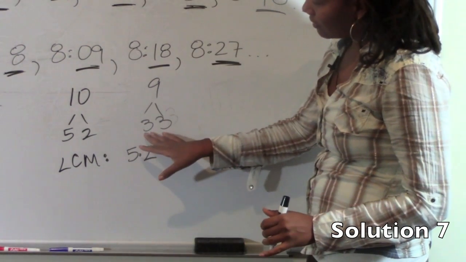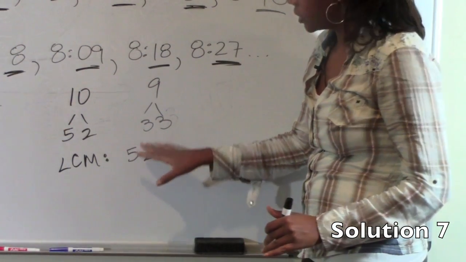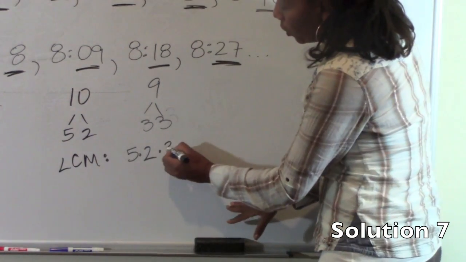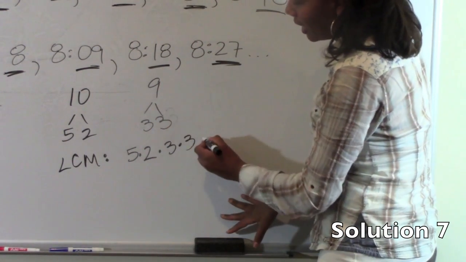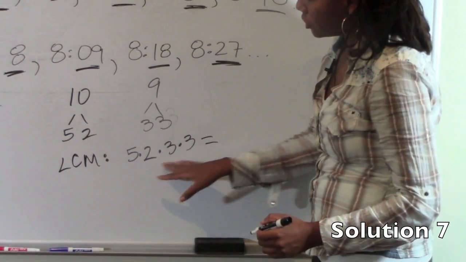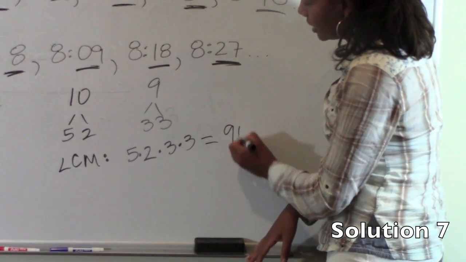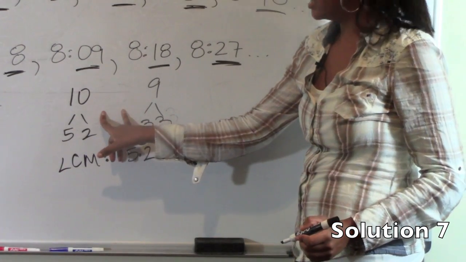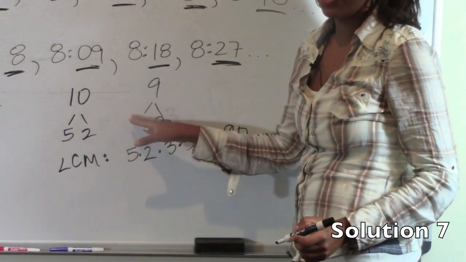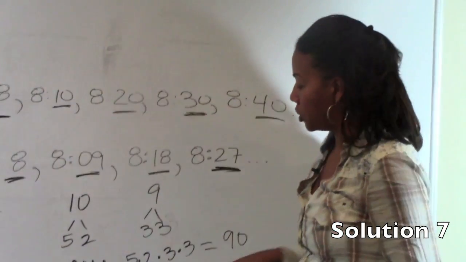So in the case of 9, there are no common multiples with 10, so you have to bring down both of the 3's because we need 2 3's in order for our number to be divisible by 9. So 5 times 2 times 3 times 3 is 90. You'll notice that that's just the product of 10 and 9 because in this case, again, they don't have any factors in common, so it's simply multiplying the two together.